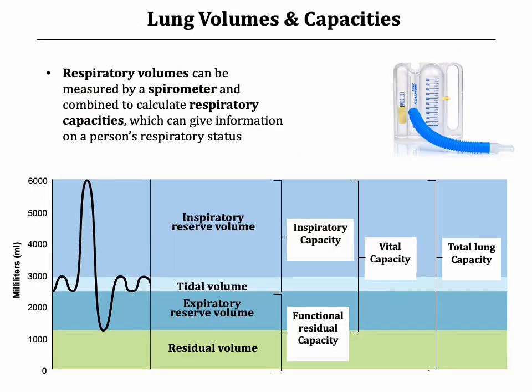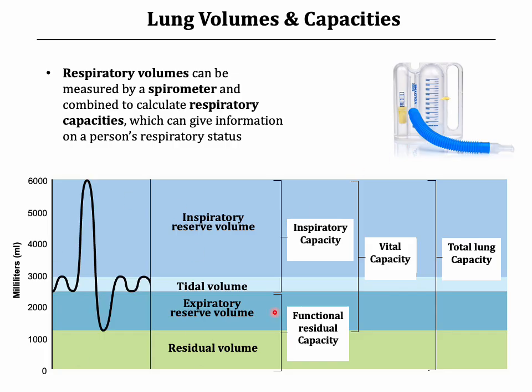So then for lung volumes and capacities, these lung volumes can be measured using a spirometer. It could be a simple one like this, which I'm sure everyone's seen in a doctor's office before, or a more fancy electronic spirometer can measure the volume, the amount of air going in and out of your lungs. And then from there we can calculate different capacities, which really provide a lot of information on a person's respiratory status and can be very diagnostic as well.